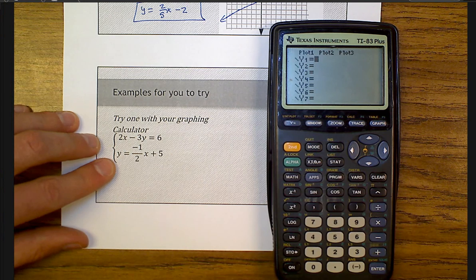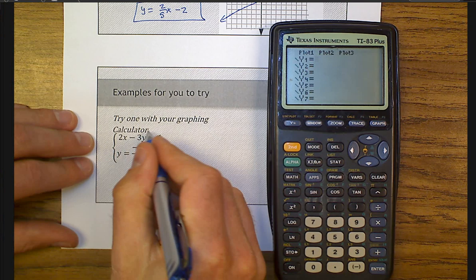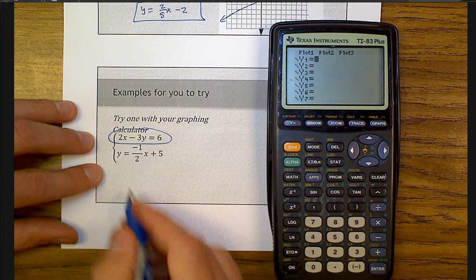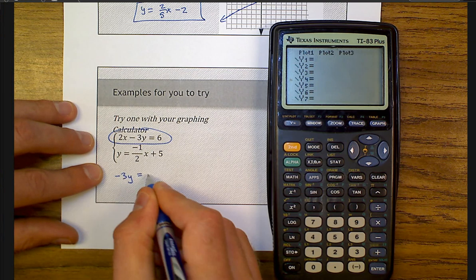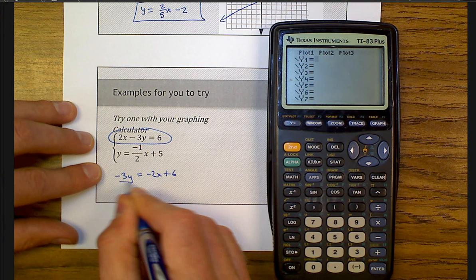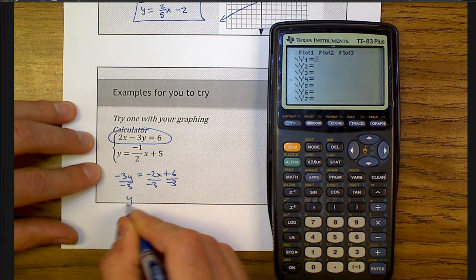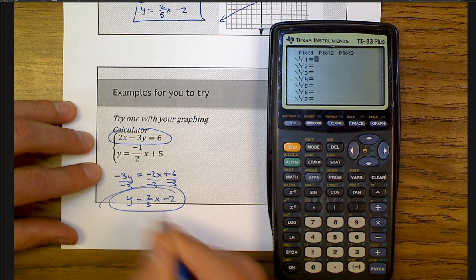Now, if you're going to graph these, if you hit your y equals button, you're going to type them in. Now, you'll notice on the left-hand side here, it's all in y equals. So what you're going to need to do with this equation here is put that into y equals mx plus b. So subtract the 2x. That'll leave you with minus 3y equals negative 2x plus 6. And then divide everything by negative 3. And you get y equals 2/3 x minus 2. And that's putting it in y equals mx plus b.